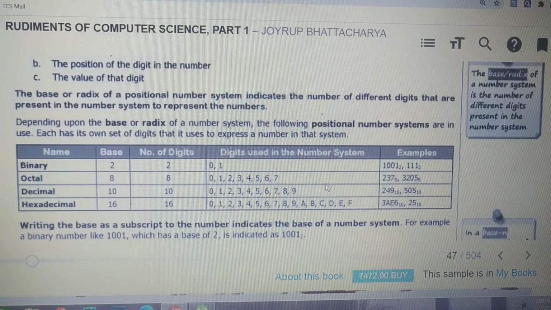The question that may come up is what is base and radix? You can see over here, this difference is very important. The base or radix of a number system is the number of different digits present in the number system.